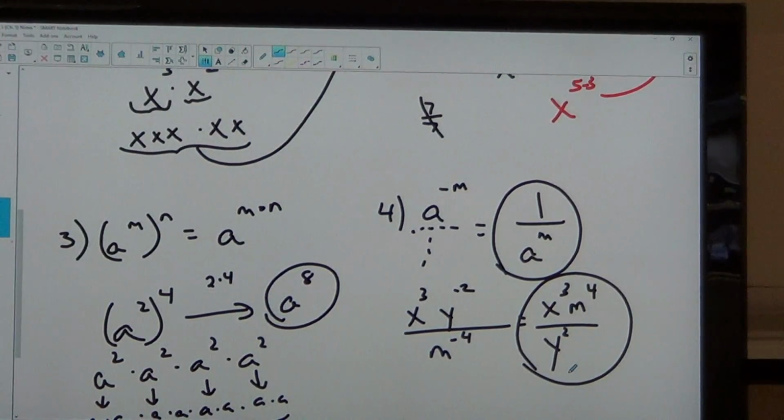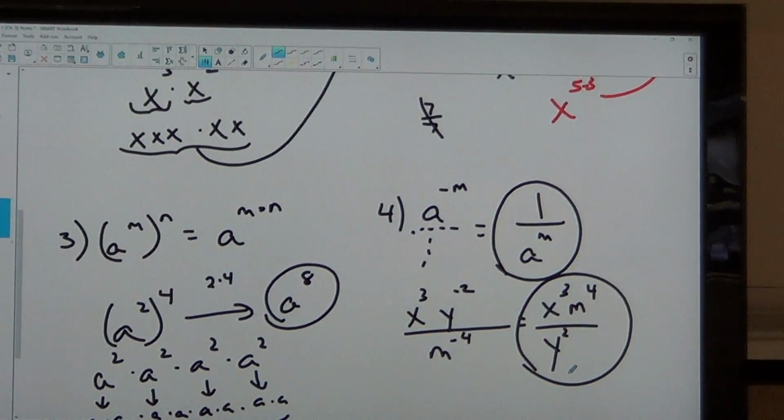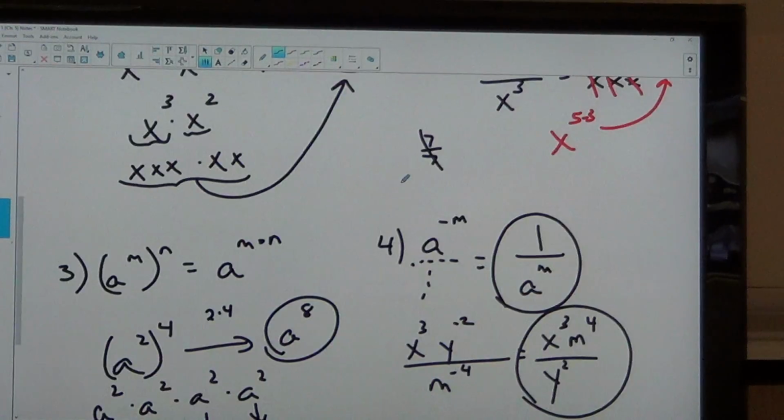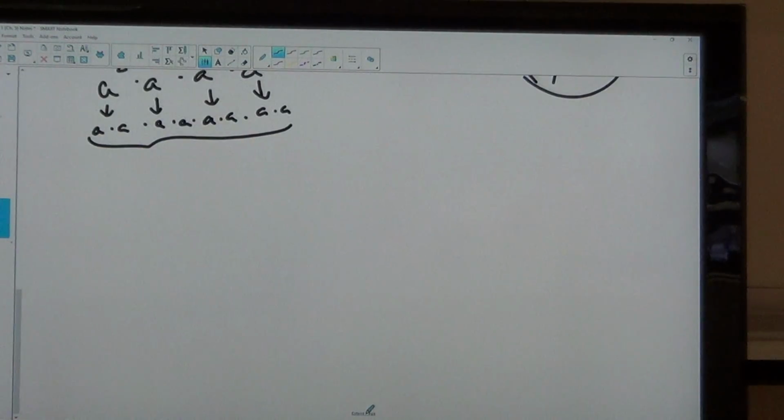We don't like negative exponents. We don't like pissed off people. Just like last time, we didn't like those radicals in the bottom. We didn't like those square roots downstairs. We don't like negative exponents. Okay? So that's what rule number 4 talks about. Rule number 5 and 6 are pretty easy.